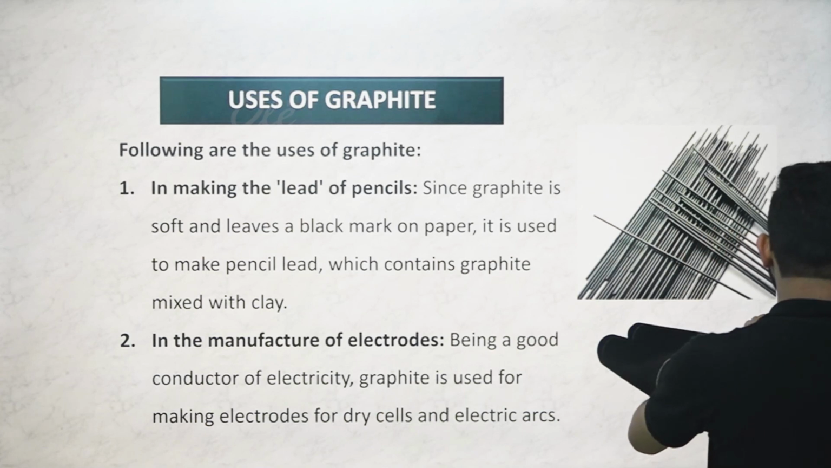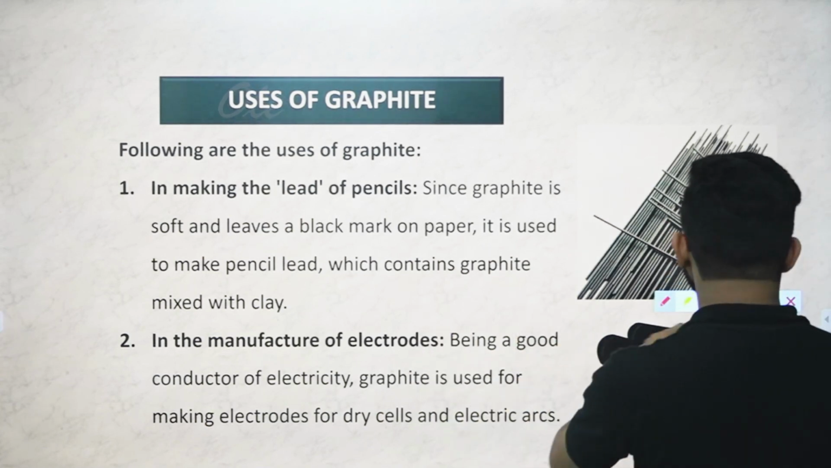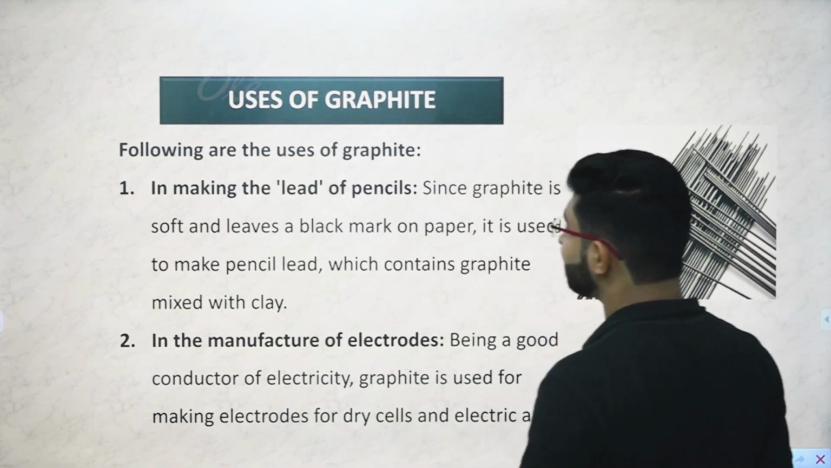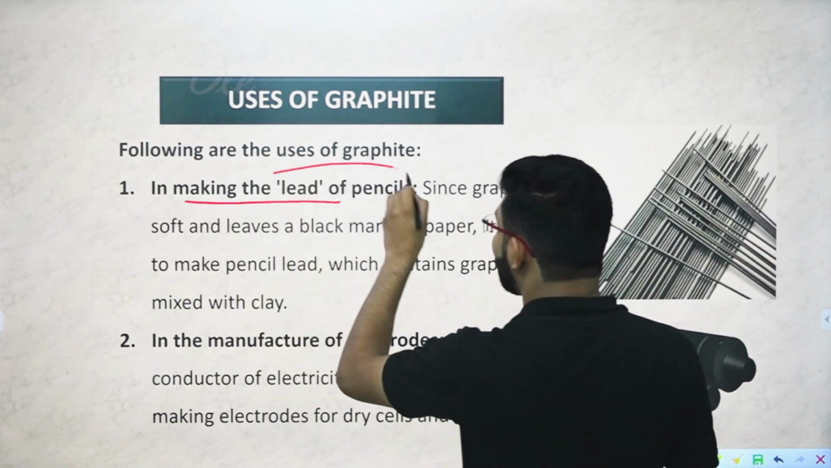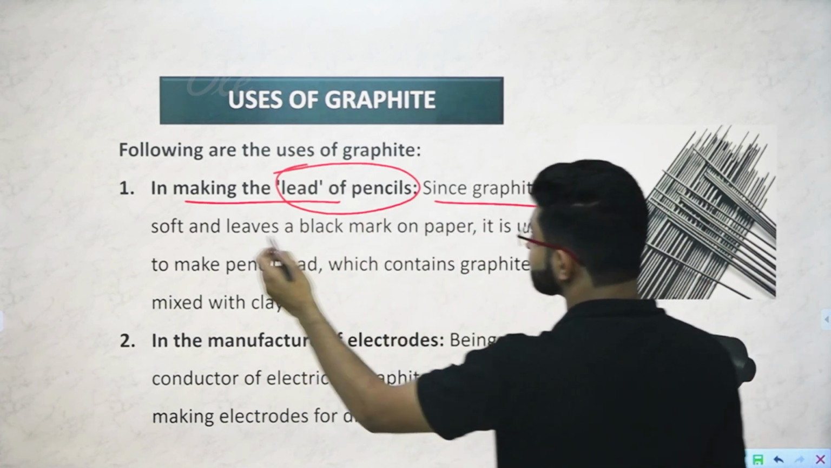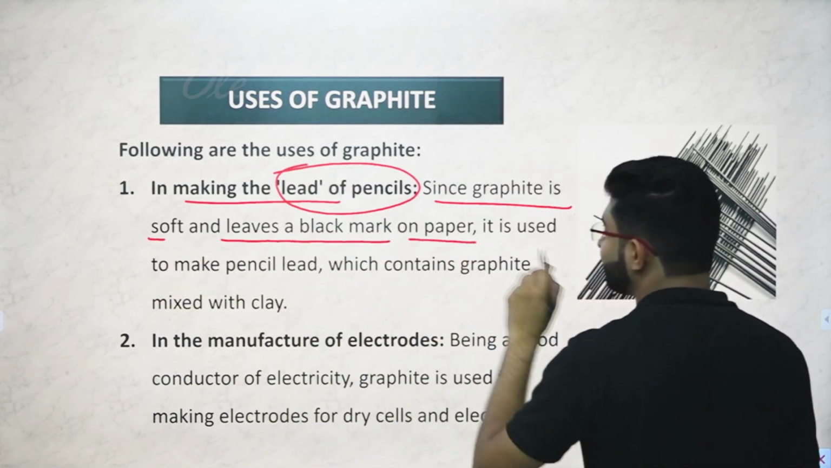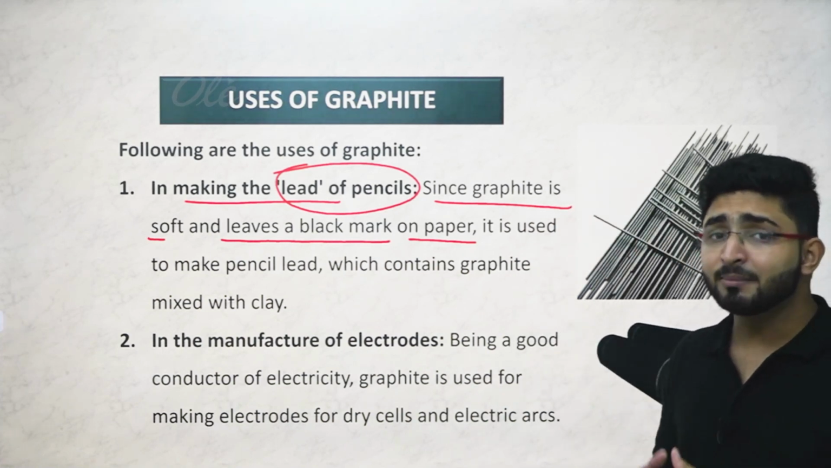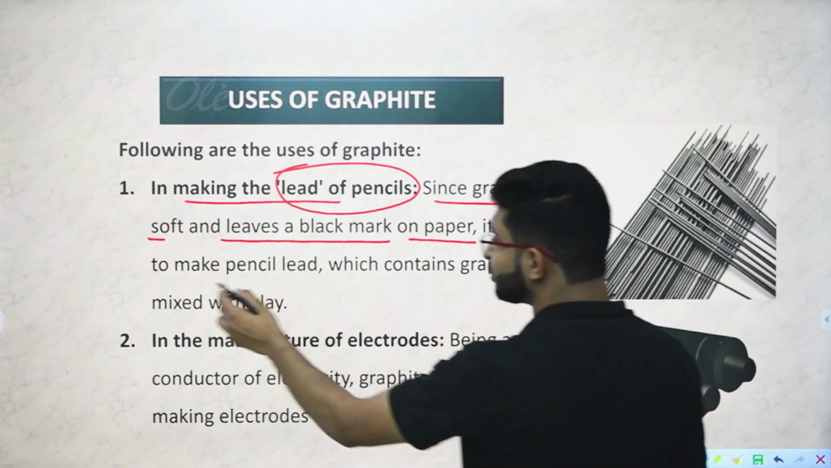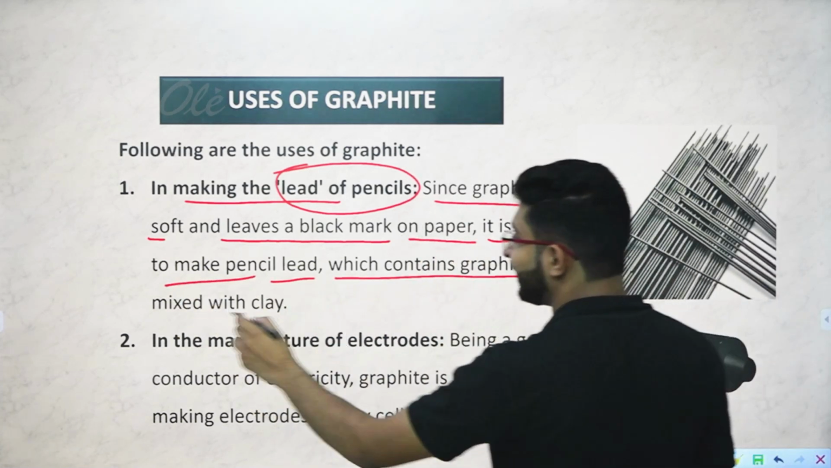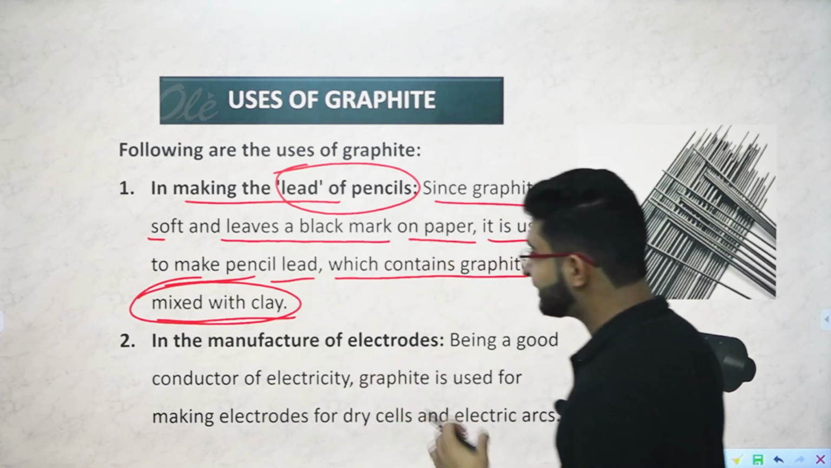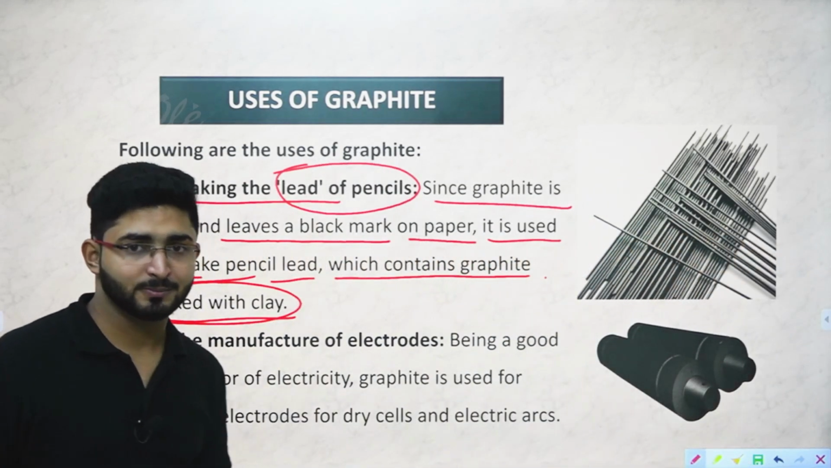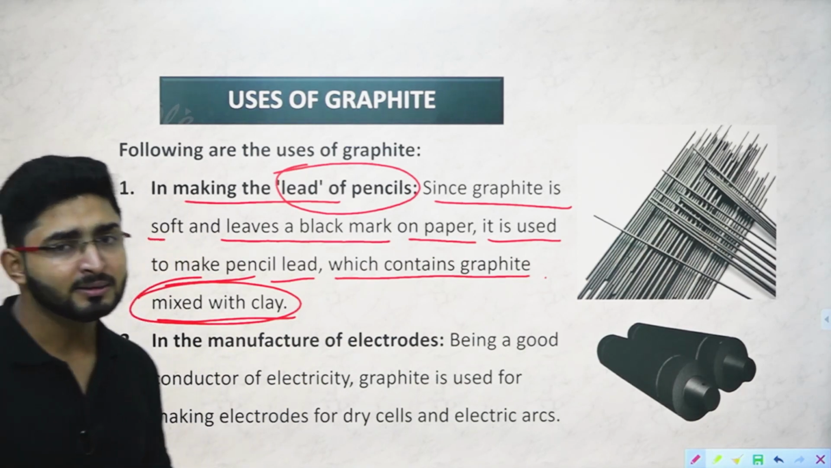The first use, as you can see on your screen, is in making the lead of pencils. We have already studied this in the example of graphite. Graphite is soft and leaves a black mark on paper, and that's why it is used to make pencil lead, which contains graphite mixed with clay. So in the pencil lead, we mix graphite with clay and it leaves a black mark on the paper. That's why it is used as lead in the pencil.